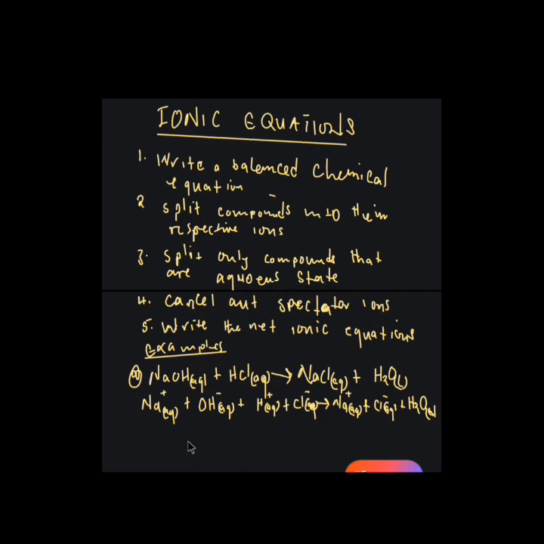So now step number 4, cancel out spectator ions. So what are these spectator ions from our equation? We are looking for ions that are found on both sides of the equation. So the reactant side here, we need to look out for ions that are also found on the product side. So is sodium ion found on the product side? The answer is yes. So this one, we'll cancel it. We'll also cancel that one.